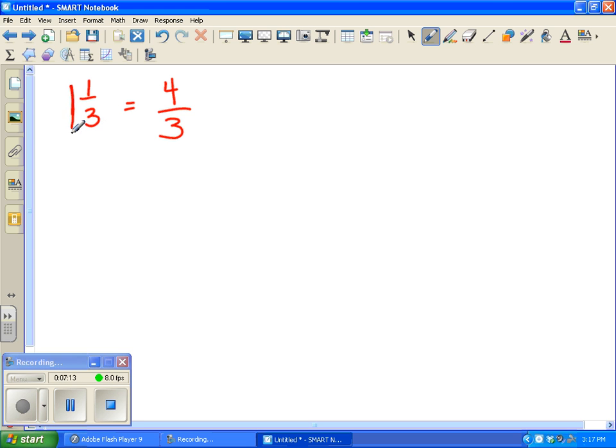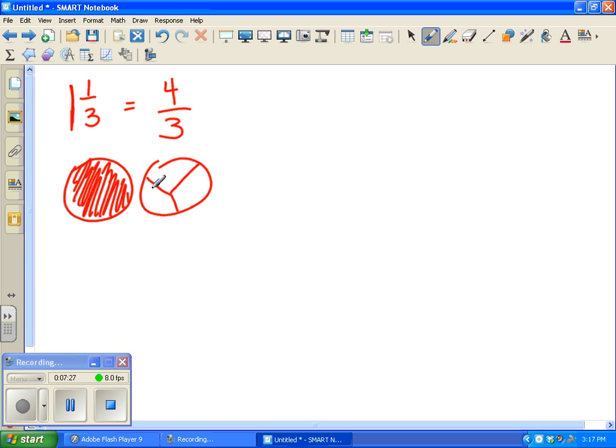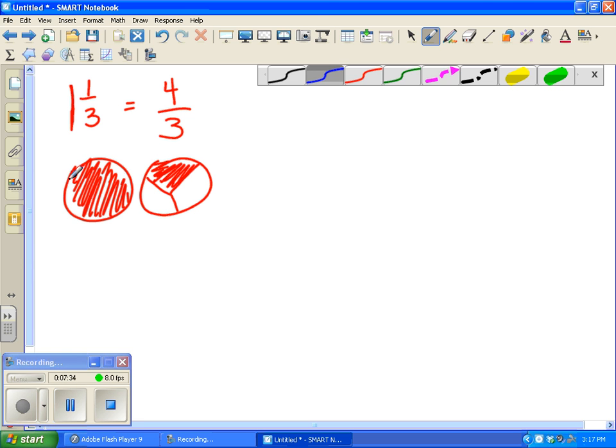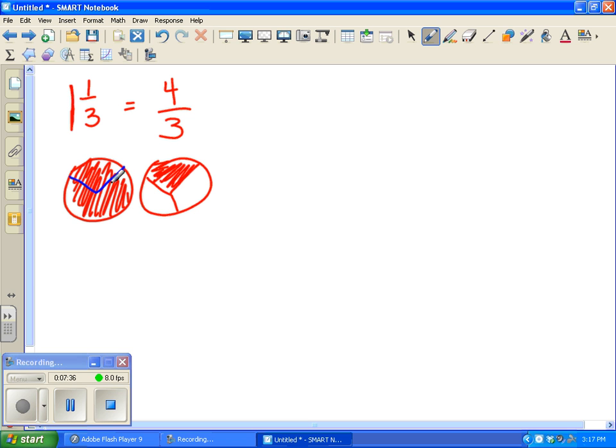Make my whole number a little bit bigger. Okay, I get to do one whole circle and then a third of another circle. And I like to draw a Y that gets fairly close. And I get to color in one of those. And then to illustrate, I also have to divide this one into thirds. And now we're going to count the thirds. 1/3, 2/3, 3/3, 4/3. So 1 1/3 equals 4/3.